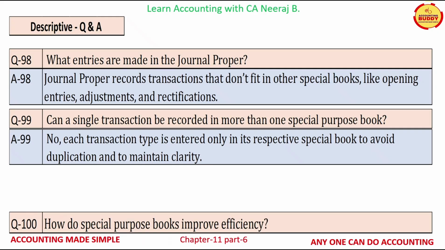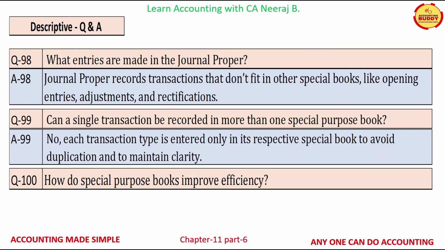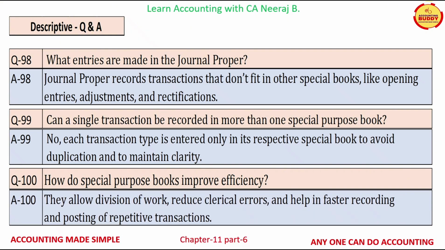Question number 100. How do special purpose books improve efficiency? And the answer is, they allow division of work, reduce clerical errors, and help in faster recording and posting of repetitive transactions.